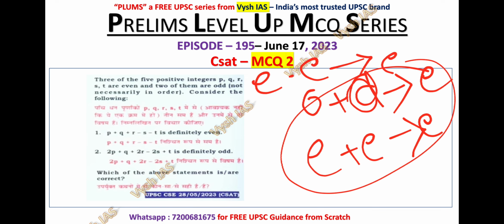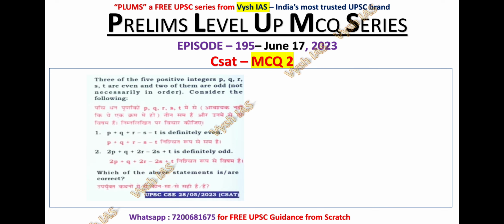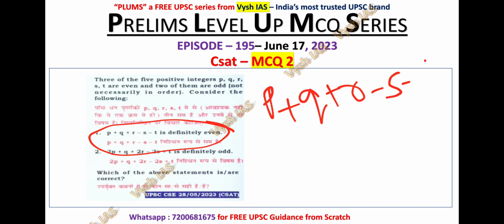If you have a doubt, you can take any number. If you take 6 minus 4, the resultant number is 2, which is also even. 4 minus 2, the resultant number is even. So even minus even is also even. By using this method, let's solve this question. The first equation is given as P plus Q plus R minus S minus T. In the given question, they have given that out of P, Q, R, S, T, we have to take 3 numbers as even and 2 numbers as odd.